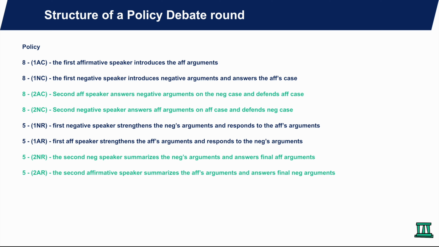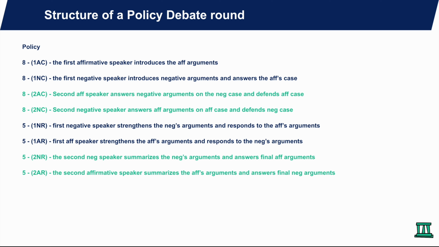The reason why the negative has to summarize their arguments is that this is the last speech or last impression that the negative will make on the judge. So it is important for the negative to leave a very memorable last impression to the judge so the judge can vote for the negative.